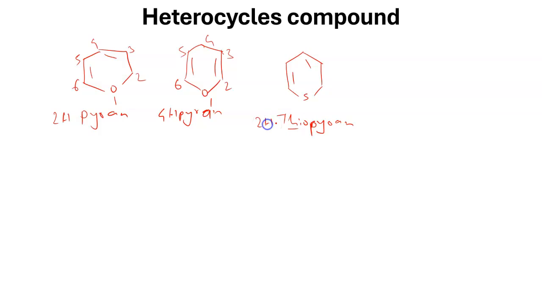And the name for this is 2H-thiopyran. If it is 4H-thiopyran, it means that it will have an sp3 hybridized carbon at the fourth position, as we can see 1, 2, 3, 4, 5, 6. So it will be 4H-thiopyran.